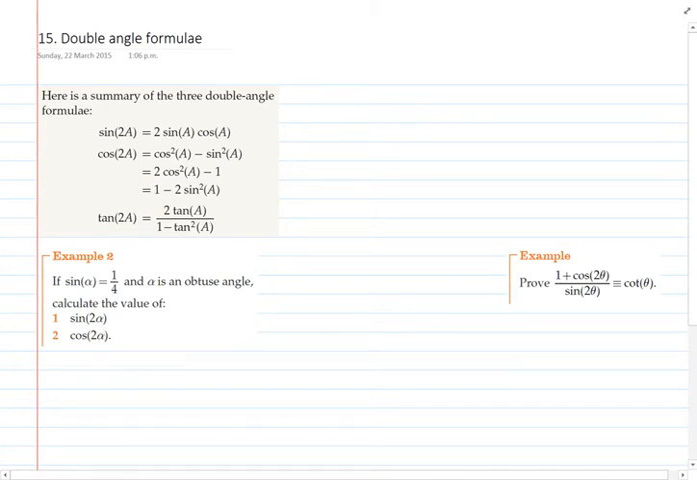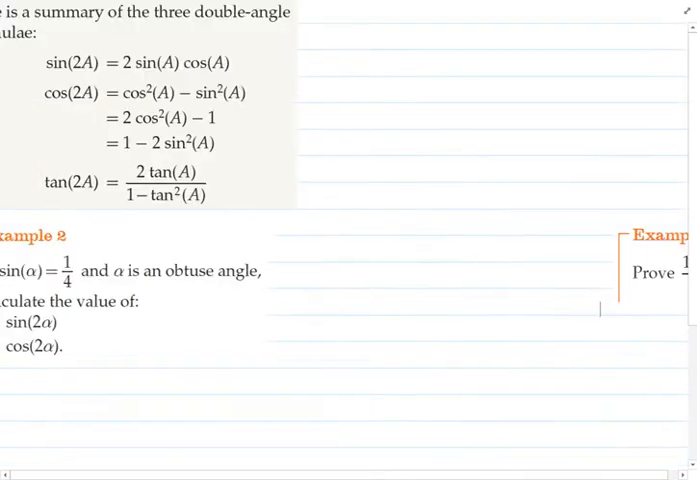Okay, Year 13s, we're looking at the double angle formulas in this video, and those are the double angle formulas that you're given in your formula sheet. So we'll look at applying them for finding exact values first, and in our next video we'll look at an example using an identity. So let's look at this first example.